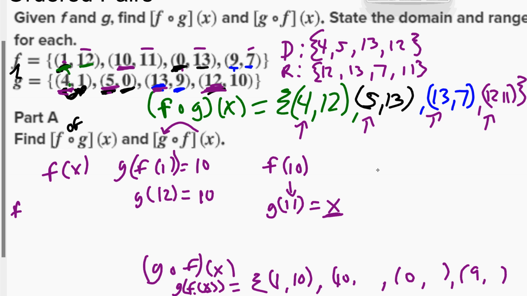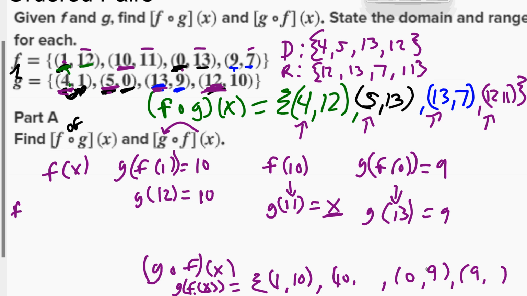Let's move on. Now we plug in 0, f of 0, and we get 13. And then can we plug in 13 for g? Yep, we can. It gets us 9. So g of f of 0 equals 9. So we plugged in 0, we got 9. And then the last one is f of 9. We get 7. And what is g of 7? There is no 7 in here either, so we don't have that one as well. So that one and this one do not work.